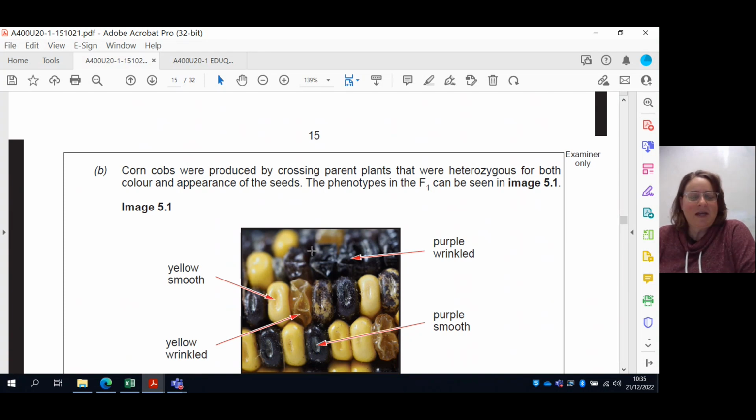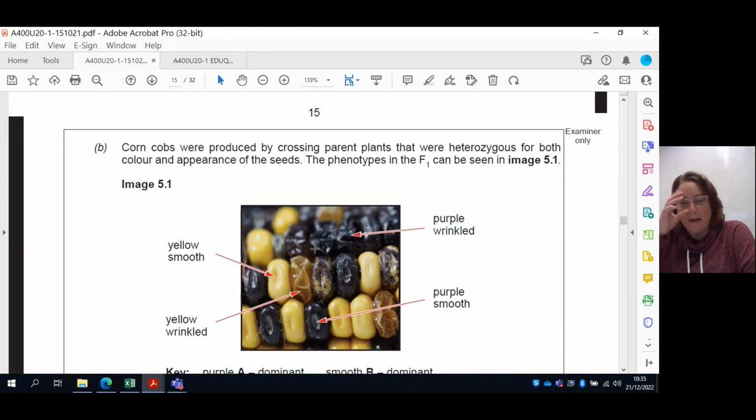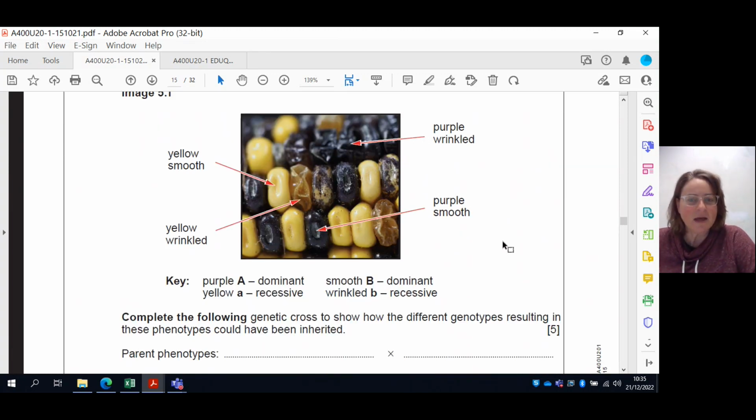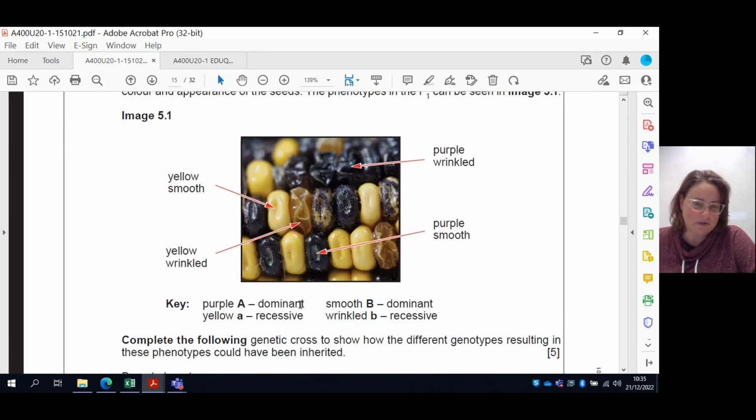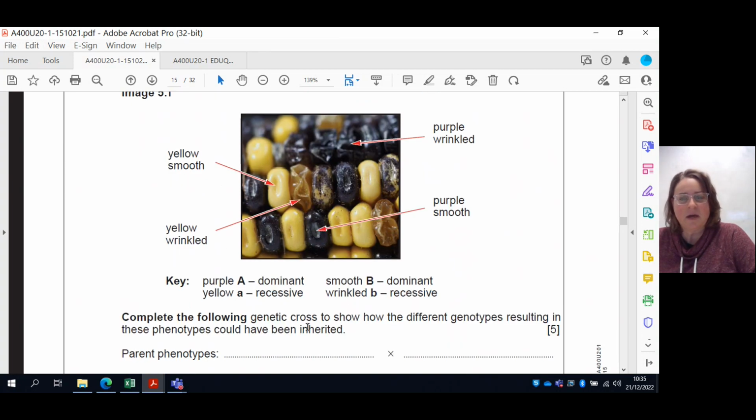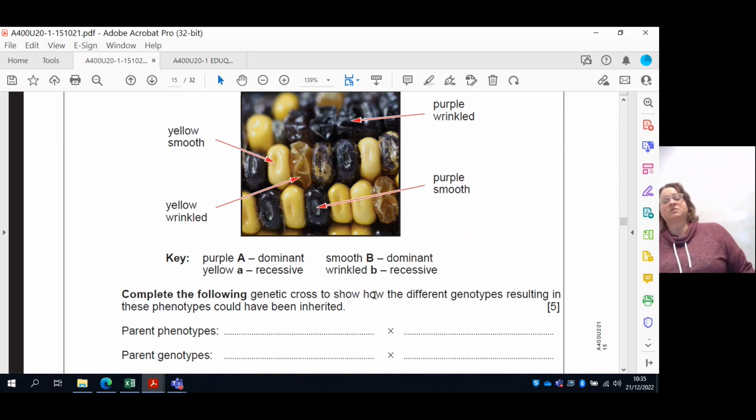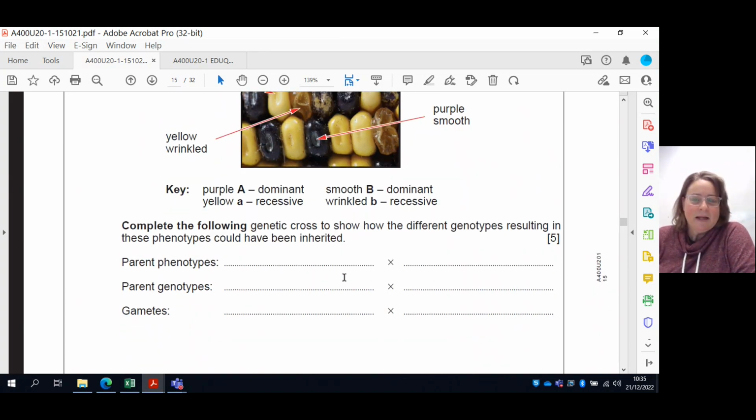Moving on to the next question here. Here we go, corn on the cobs again. Oh, they look very much like ours, just without the plastic wrapping over the top, isn't it? And you have been given lovely letters. Don't rely on that. They may give you a scenario where you have to come up with your own letters. We've had questions like that. It's giving you the capital A for purple and the lowercase a for the yellow as recessive, and smooth being dominant as a B and wrinkled as a b. Whatever letters it gives you, just run with those letters. They're easy to identify the capital from the lowercase.